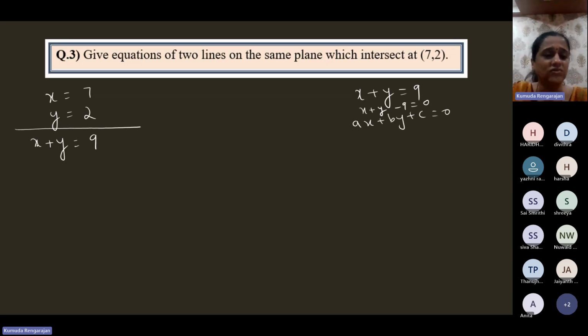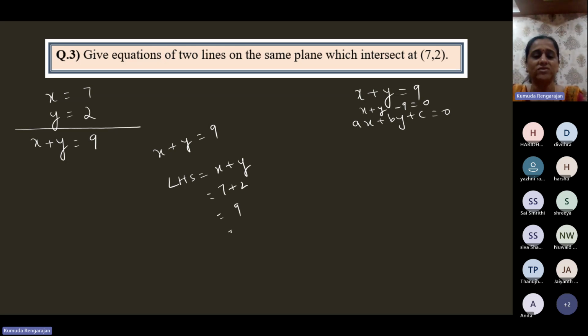Because it satisfies it. See here, x plus y is equal to 9. When you take the LHS, which is x plus y, x is 7 and y is 2, you get 9, which is the RHS. The equation is satisfied. When you take x as 7 and y as 2, 7 plus 2 is 9, which is the RHS. So (7, 2) satisfies this equation.